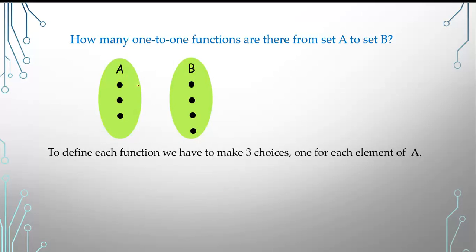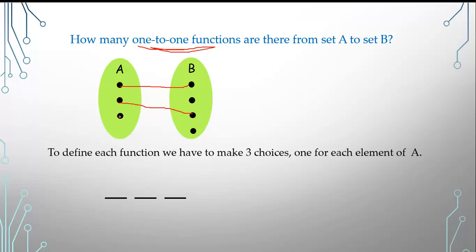Now the next one: how many one-to-one functions are there from set A to set B? Here set A has 3 elements and set B has 4 elements. One important thing is that we have to make the function one-to-one. One-to-one means that each element of A is related to a single element of B, not 2 elements, right? For the first element you have 4 options, you can relate it to any one of these, and for the next one you now have only 3 options because one option has already gone.